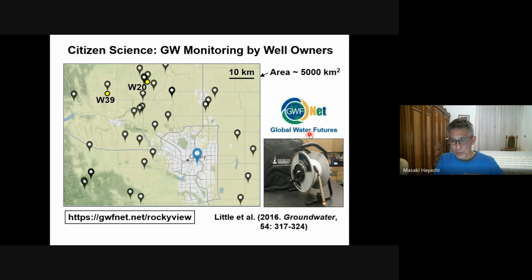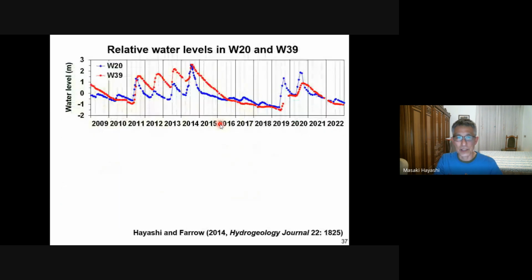I'll show you an example of two wells, well 20 and well 39. This one is monitored by a farmer named Howard. This one's monitored by Dave. These two farmers have been sending me data for many, many years. With this manually measured water level, we can track the long-term behavior of water levels in these fractured sandstone aquifers.